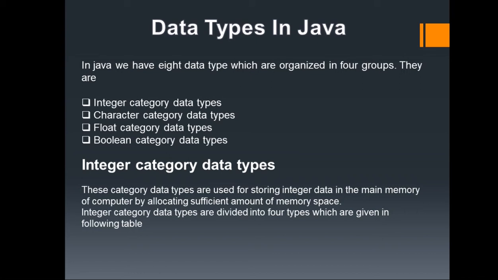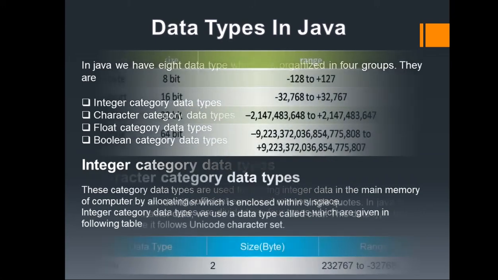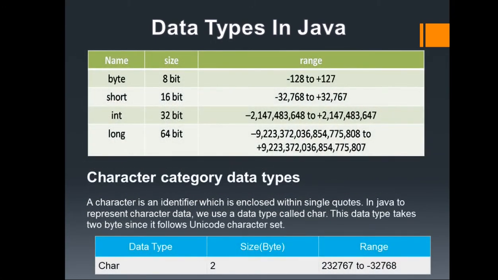Integer category data types are divided into 4 types which are given in the following table. These are byte, short, int and long. Byte takes 8 bits, short takes 16 bits, int takes 32 bits and long takes 64 bits, and this is the range of these data types.